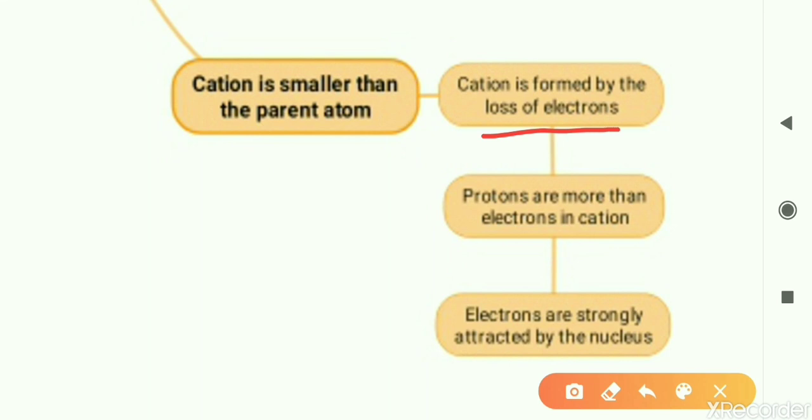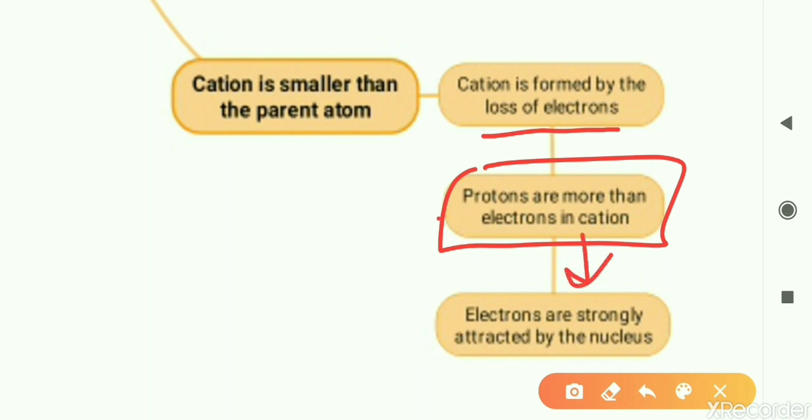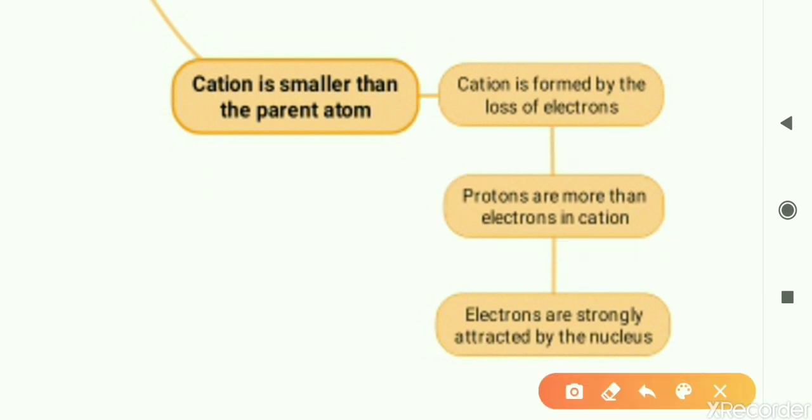As a result, because electrons are lost, the number of protons becomes more than the electrons. The protons are more than the electrons. As a result, we can say the positive charge is more than the negative charge in that particular atom. Hence, the electrons are more strongly attracted by the nucleus. Just as an example, to make it clearer, we'll take the example of sodium.